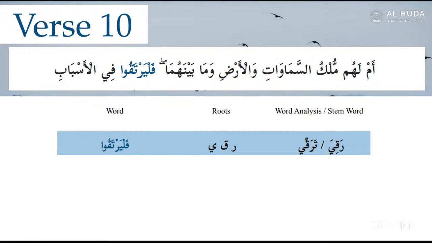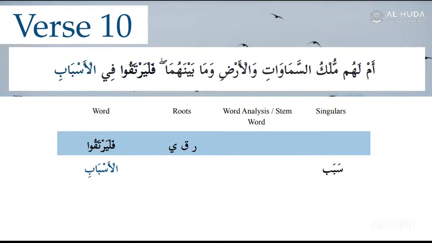Let them ascend through any ways of access. Asbab, plural of sabab. Sabab is basically used for a rope with which one goes up a tree. And then it's used for anything that is a means for accessing something else. So let them use any means taking them up to the skies, and then let them bring down some wahi upon themselves and assign it exclusively to whomever they please, themselves or someone that they consider to be notable enough for receiving revelation.